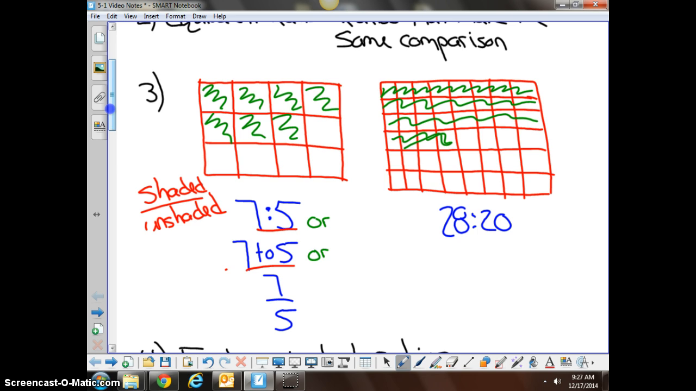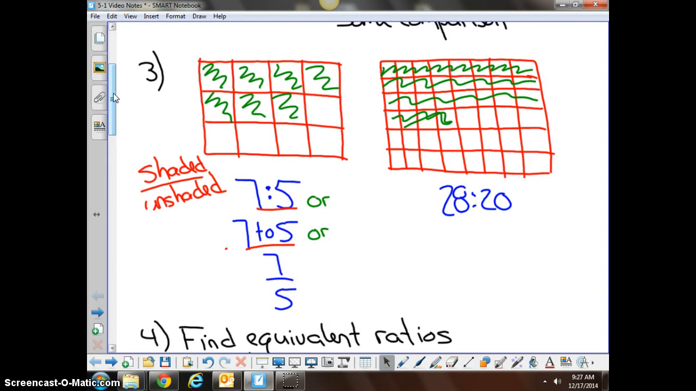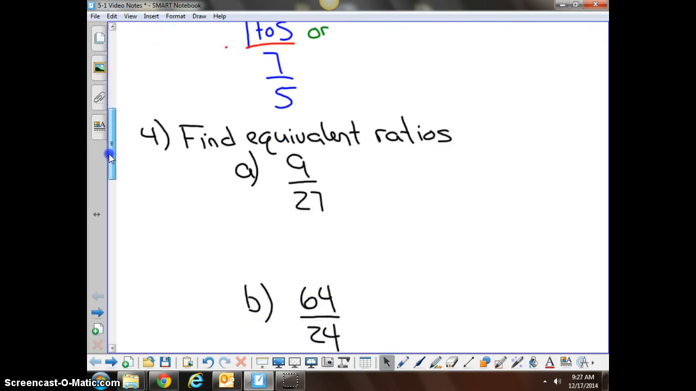So 28 to 20. The question is, is 28 to 20 the exact same as 7 to 5? And later on, we're going to find that 7 to 5 and 28 to 20 are the same, and we're going to show you how you would go about determining if those ratios are equivalent. So we'll come back to number 3.